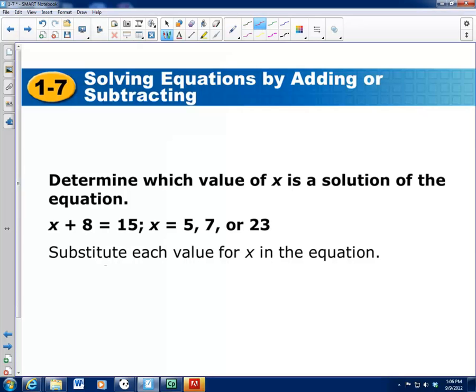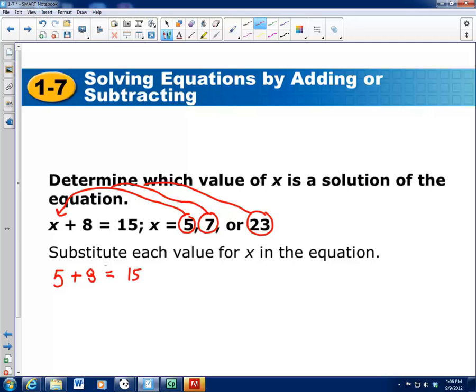If you notice, it says x equals 5, 7, or 23. What we want to do is substitute these into this x right here to see which one makes that statement correct. One of those is going to. So we're going to substitute these values into this equation. So instead of an x, we're going to put in, say, a 5 plus 8 equals 15.